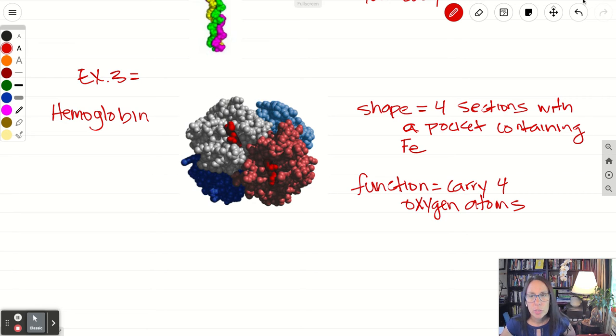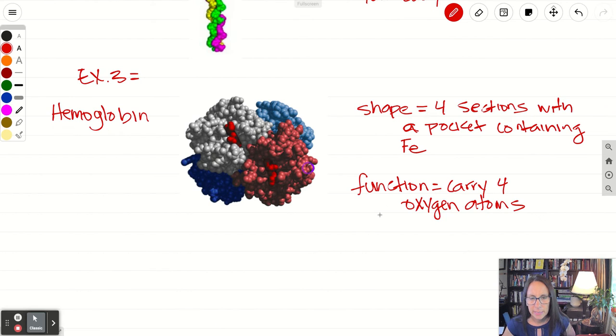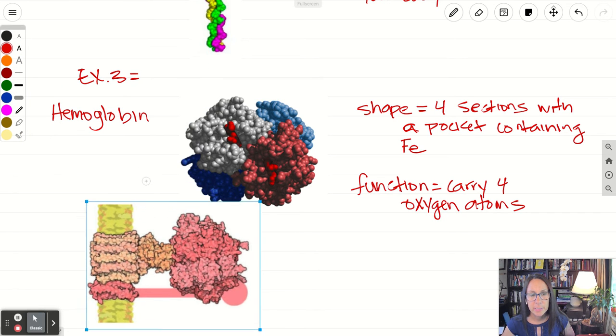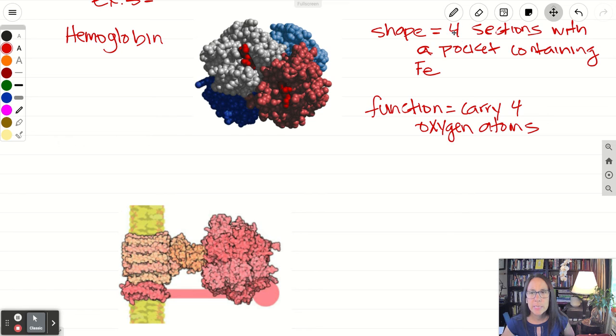Okay, so I'm going to show you another example. This is going to be the last example. This example is a little bit more complicated, but it's very important. Okay, so I want to introduce this to you. This is a protein. And what I want to introduce to you is this idea of an enzyme.